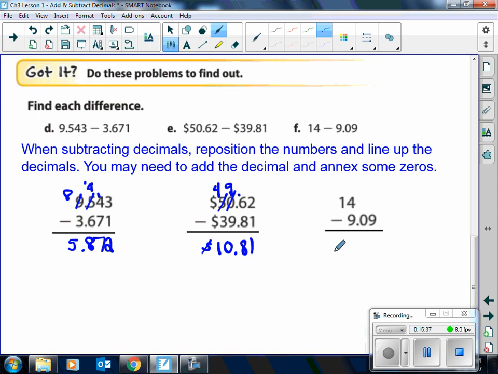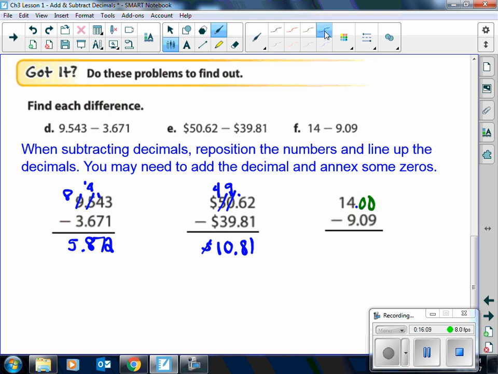So for example F, like we said, there's no decimal, so we need to put that decimal at the end of the whole number. So there's my decimal. And then I have to add the zeros. What's the word? Annex the 0. Very good. So we're going to annex the zeros. I'm going to make this green just so I have a different color. So we're going to annex the zeros, and now we can do some regrouping and do some subtracting.